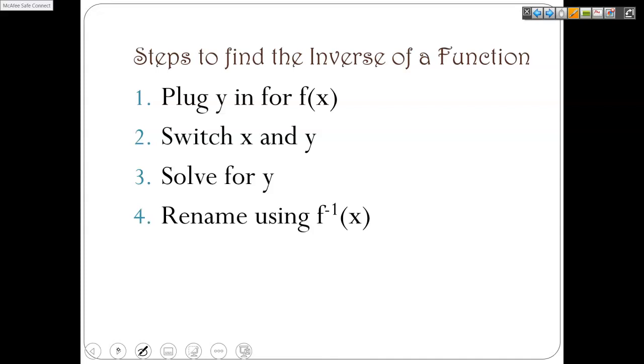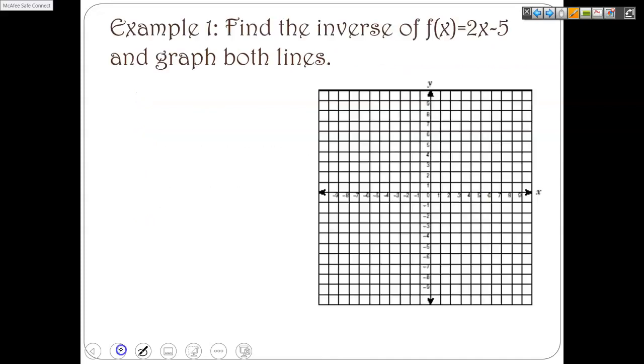To find an inverse, please switch x and y. So if your problem is in terms of f of x, you're going to change f of x to y. Then you're going to switch x and y, and then you're going to solve for y, and then you're going to change that y to f inverse. So the steps are relatively easy. Let's actually apply them to a problem so we can understand them a little bit better.